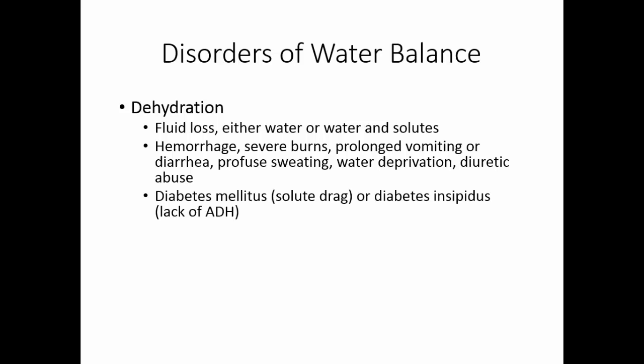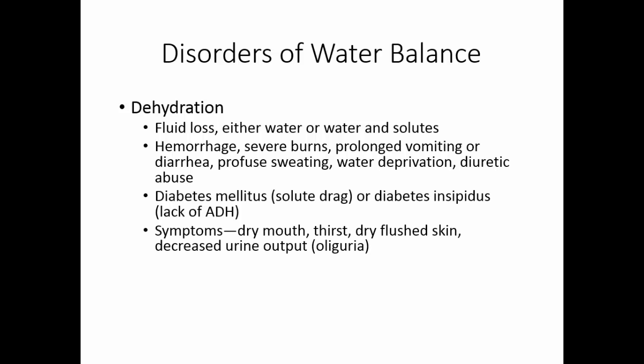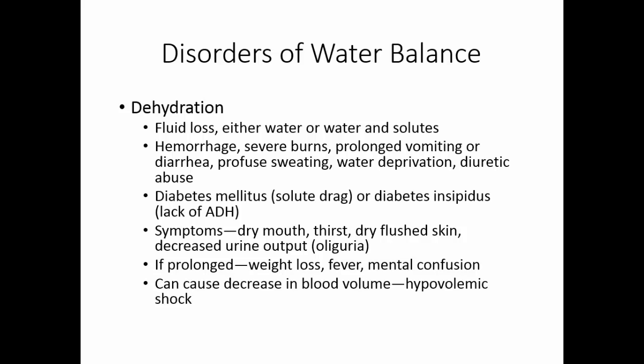In diabetes mellitus, because you're eliminating glucose in the urine, that causes more water to go out in the urine. And in diabetes insipidus, you don't make antidiuretic hormone, so you don't conserve water appropriately. The symptoms of dehydration include dry mouth, thirst, dry flushed skin, and a decrease in urine output. This is known as oliguria. If prolonged, there is weight loss, fever, and mental confusion. Because this can cause a decrease in blood volume, hypovolemic shock is a possible complication of severe dehydration.